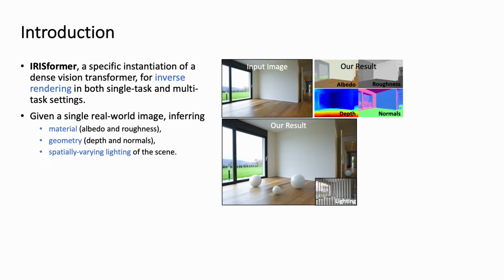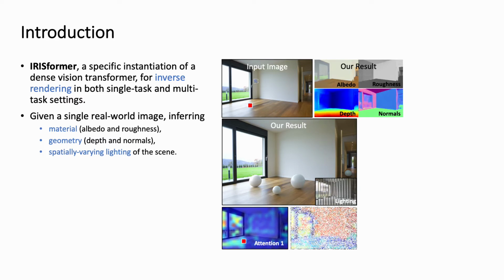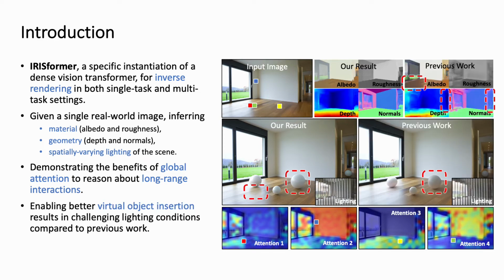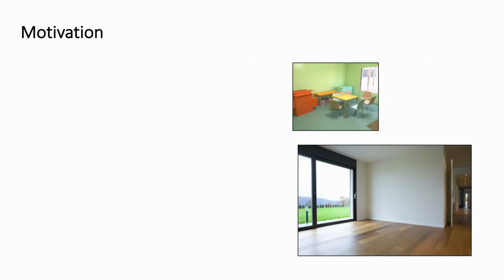Due to the nature of dense vision transformers that each image patch attends to all other patches in self-attention reasoning, we show that the global attention enables us to implicitly reason about long-range interactions between different regions of the image, leading to better results in downstream applications like virtual object insertion, especially in challenging lighting conditions.